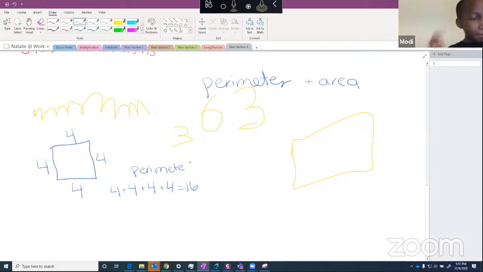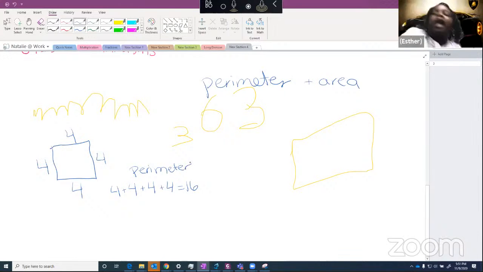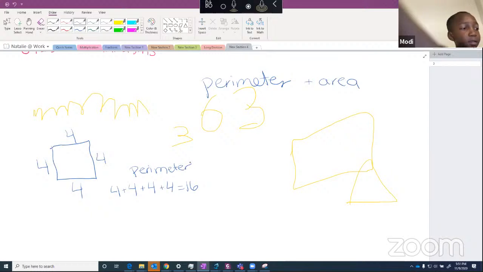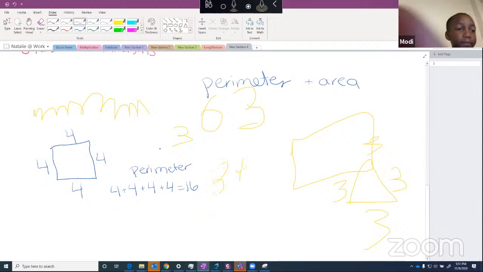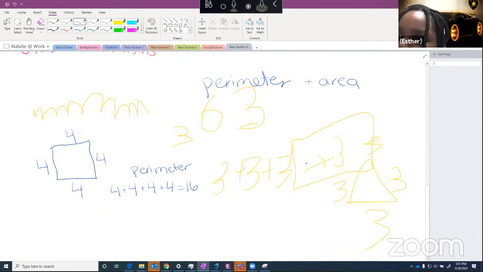Oh, this is easy. All right, like I have a triangle. And so Miss, there's 3, 3, 3, 3. 3 plus 3 equals 6, 6 plus 3 equals 9, 9 plus 3 equals 12. So 3 plus 3 plus 3 plus 3 equals 12. Is that a perimeter?